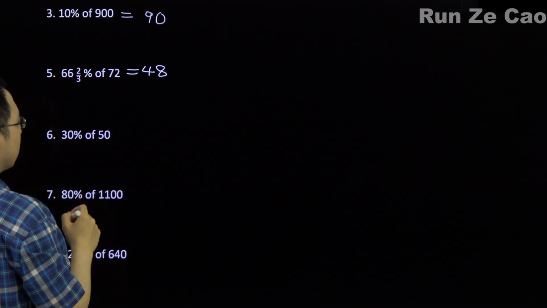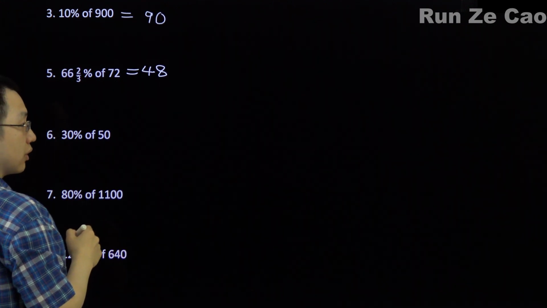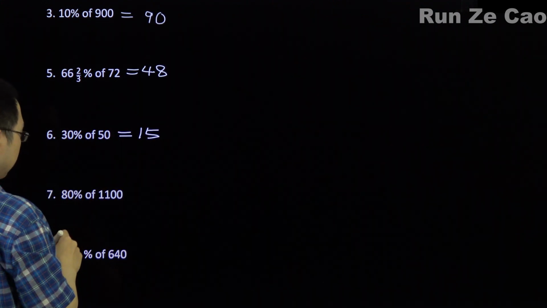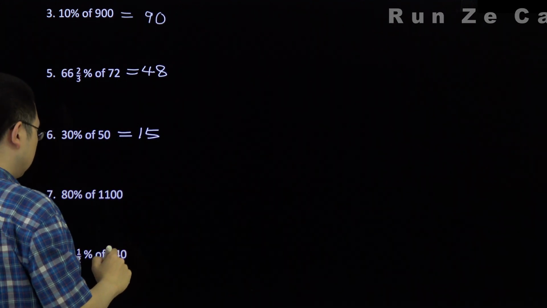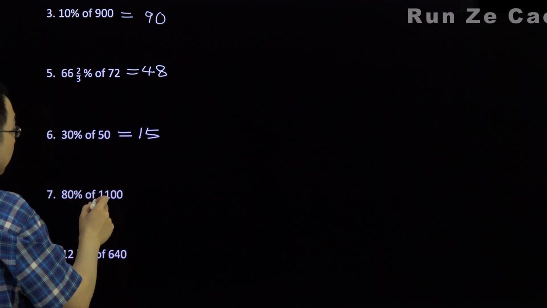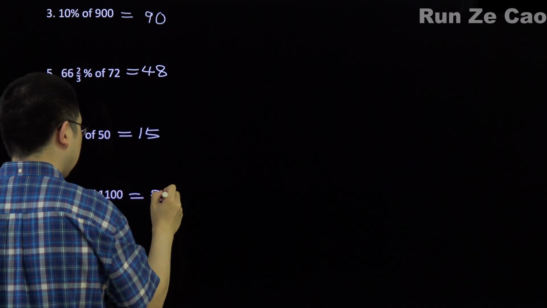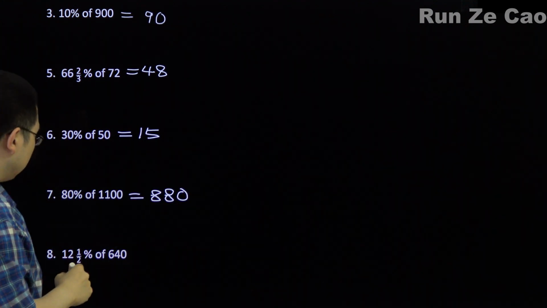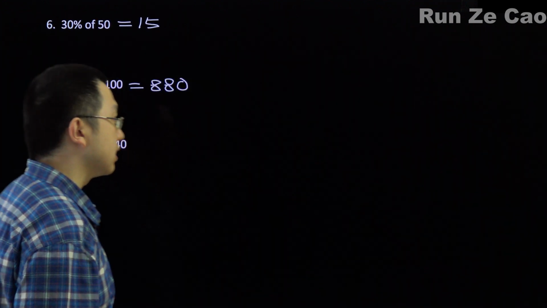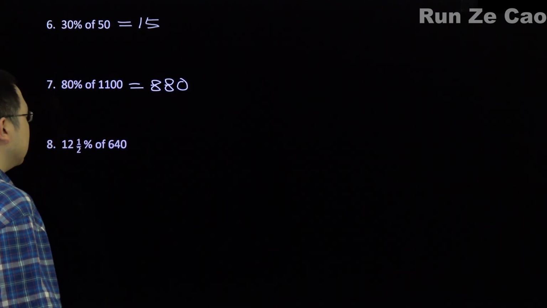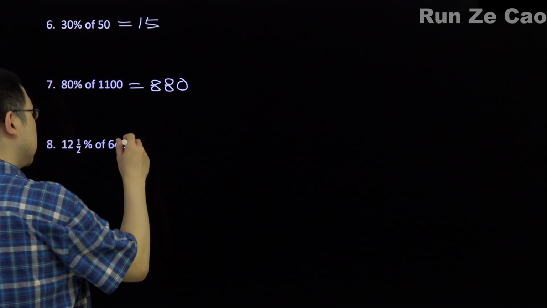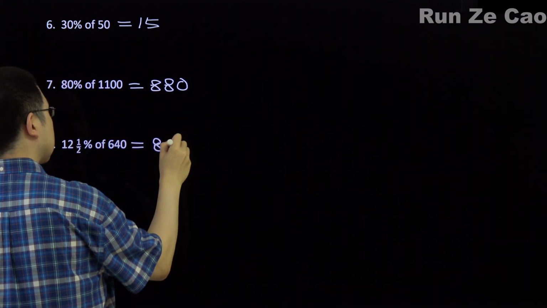30% of 50, well, that's 3/10 of 50, or 3 times 5, so 15. 80% of 1100, you're going to do 8 over 10 times 1100, that's 8 times 110, so 880. And 12.5%, oh hey, that's 1/8 of 640. So 1/8 of 640, 64 divided by 8 is what? Oh, 64 is 8 by 8. So it's going to be equal to 80.